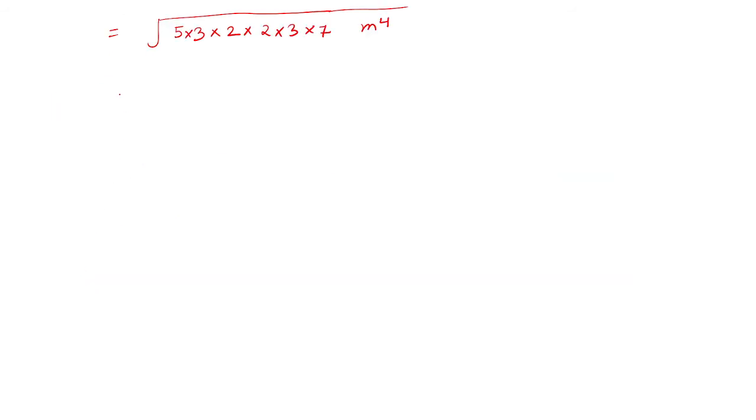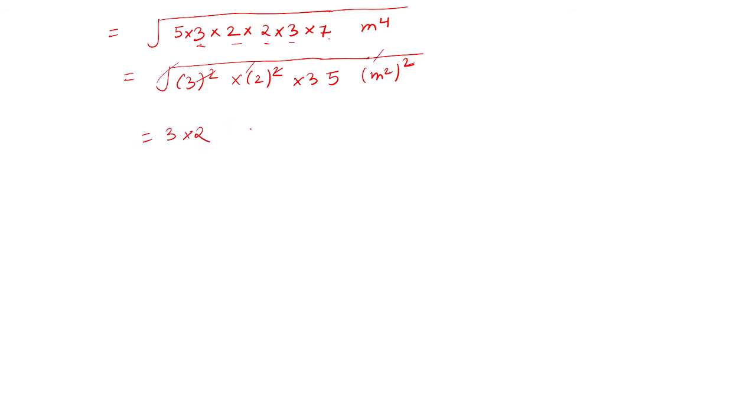So finally, can I write this as 3 and 3 as 3 square, 2 times, and 2 and 2 as 2 square, and can I just multiply this? 7 into 5 will give me what? 35 meters squared, the whole thing square. Clear with these steps? Okay, now you look at this. You can cancel out 3 square, you can cancel out this square and this square, so you're left with 3 into 2. Now 35 should be under root, okay, and meter square. So you have 6 into root 35.